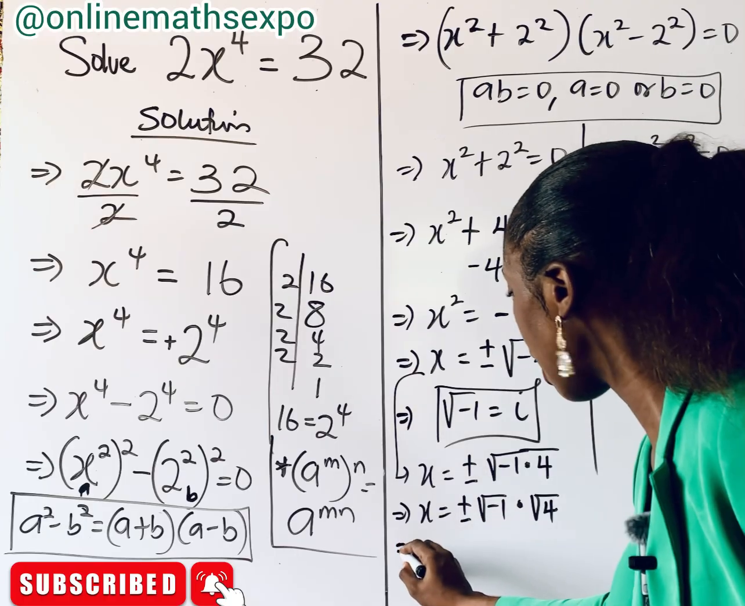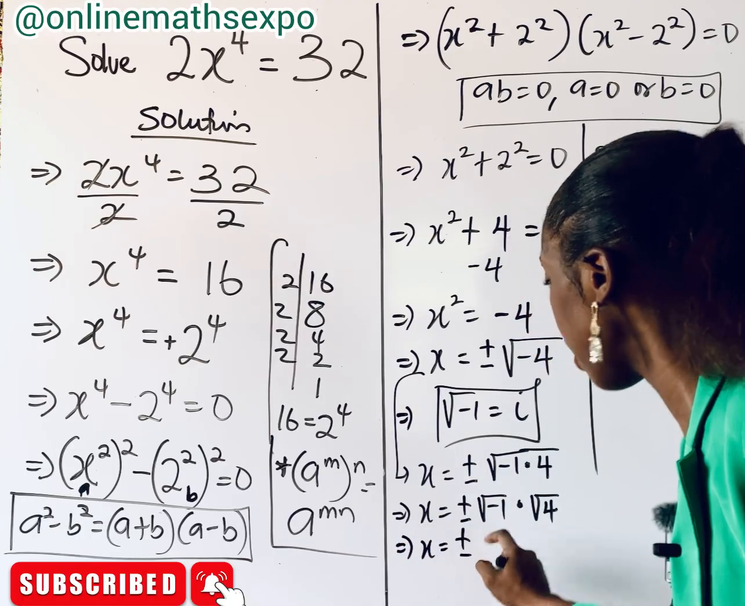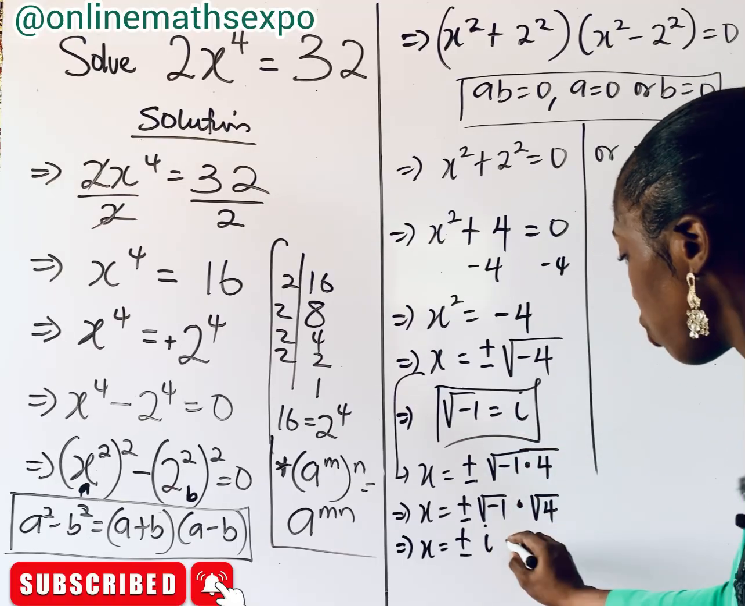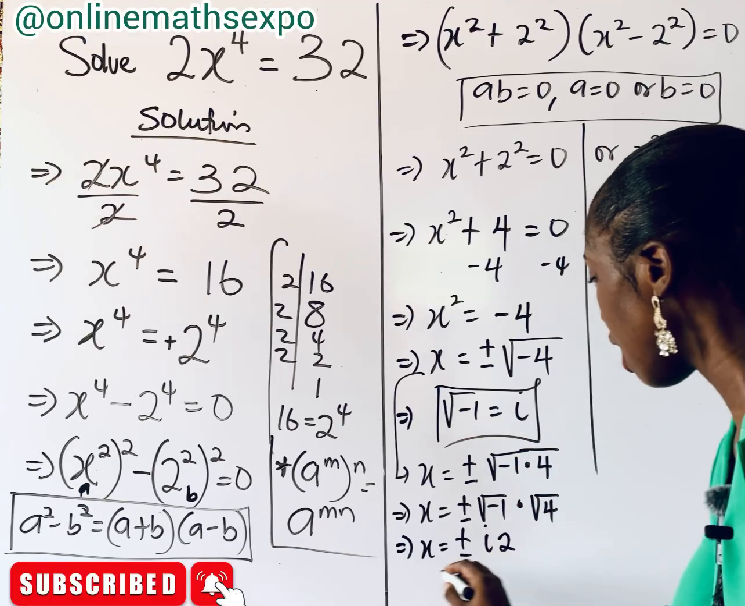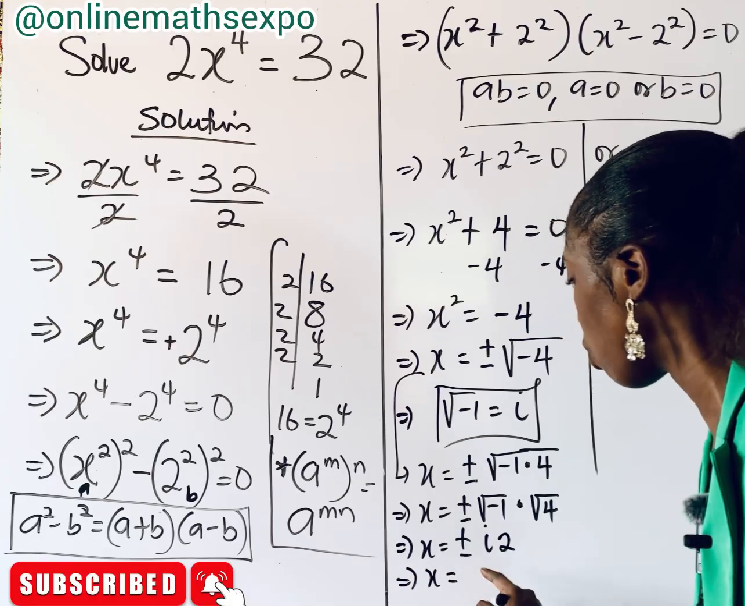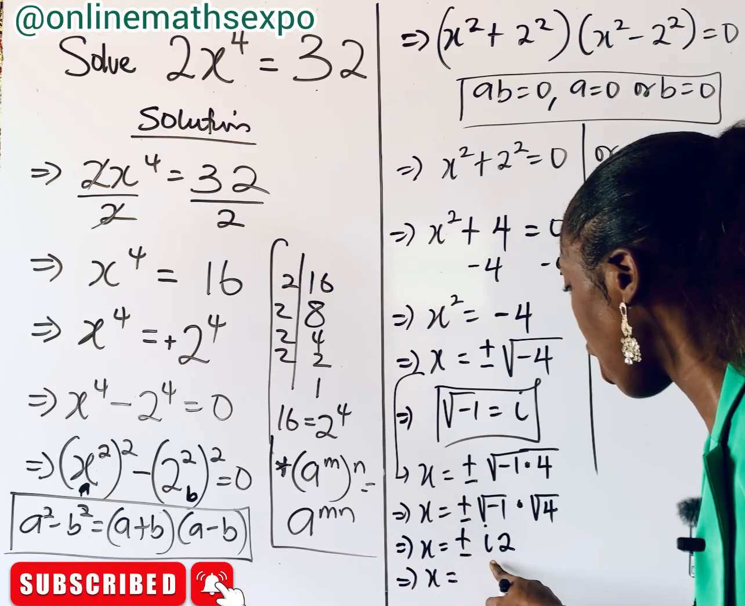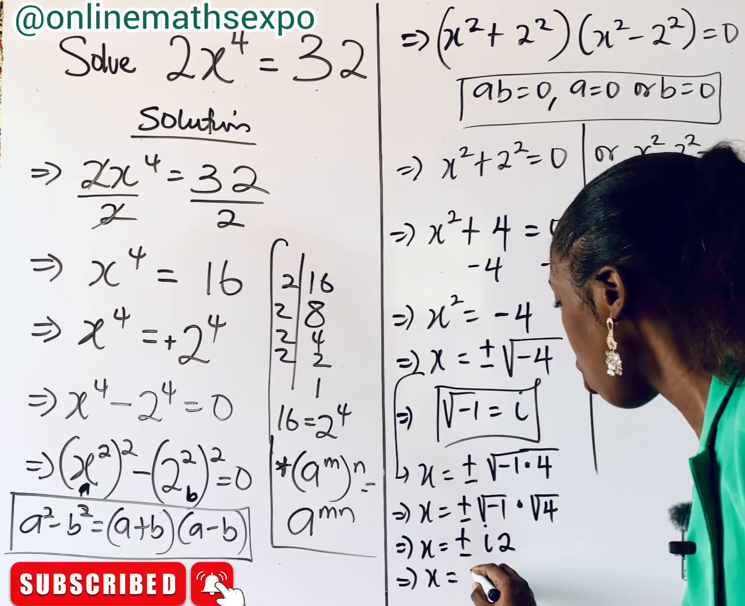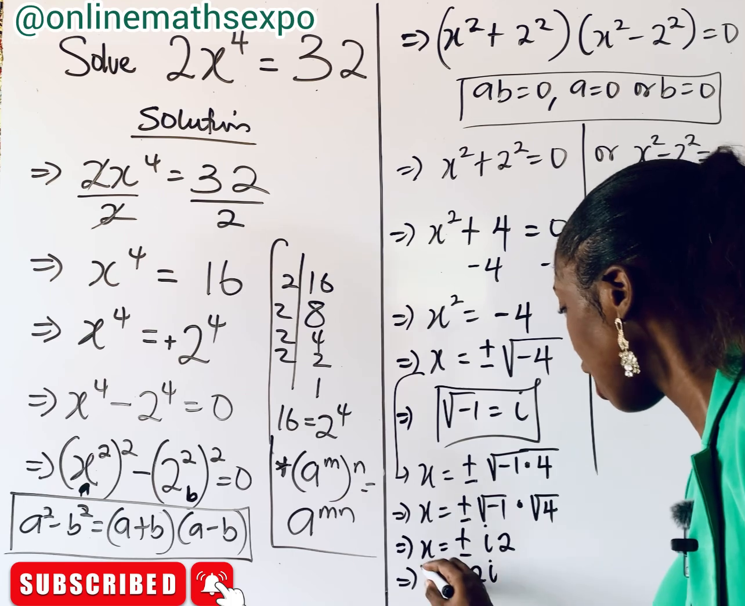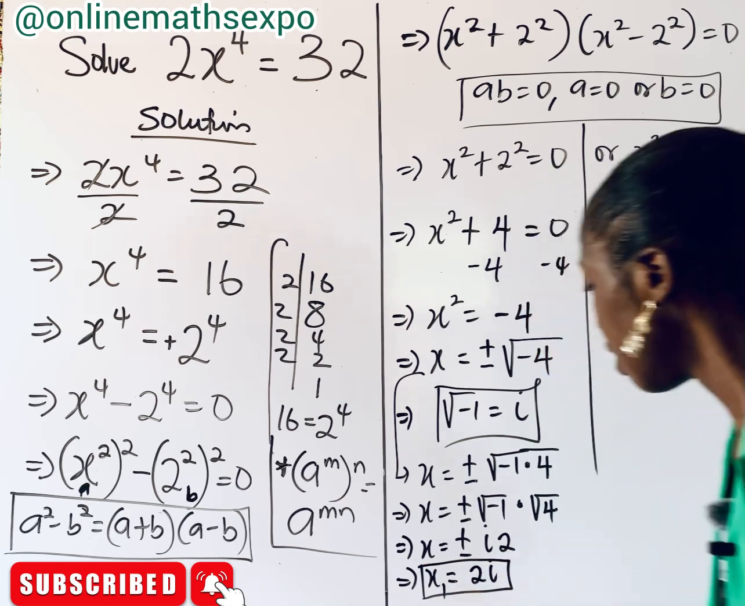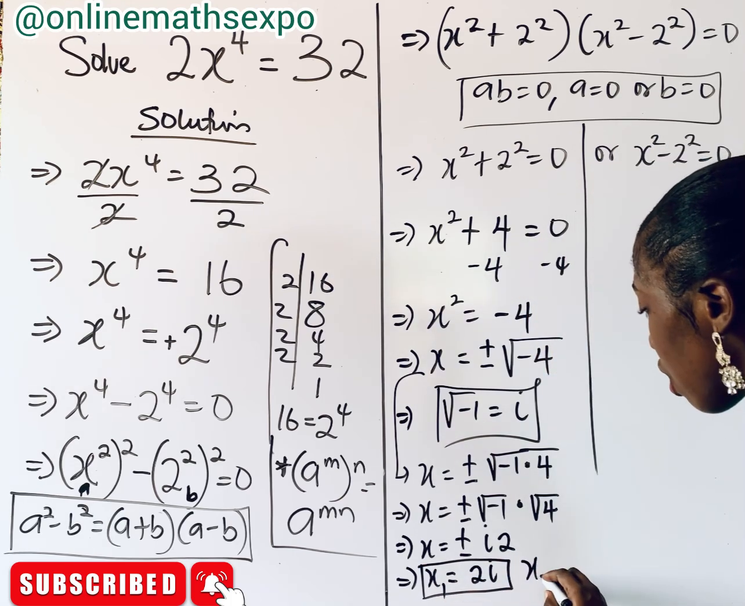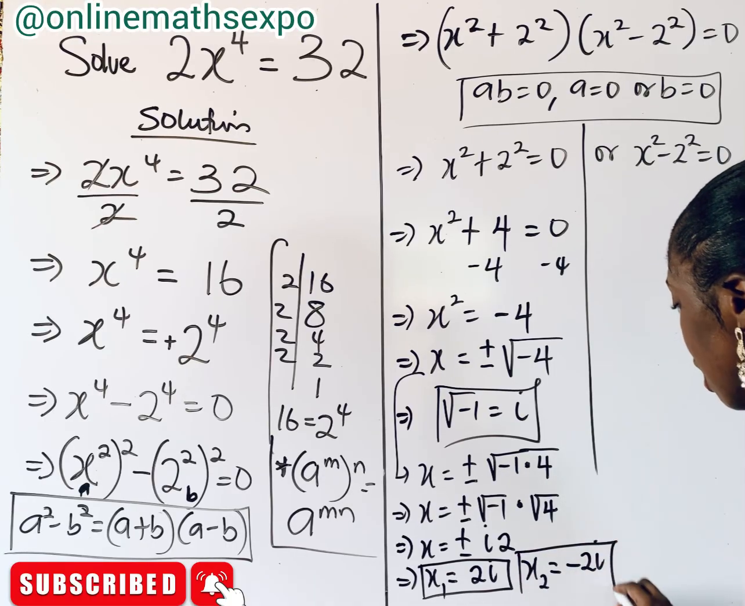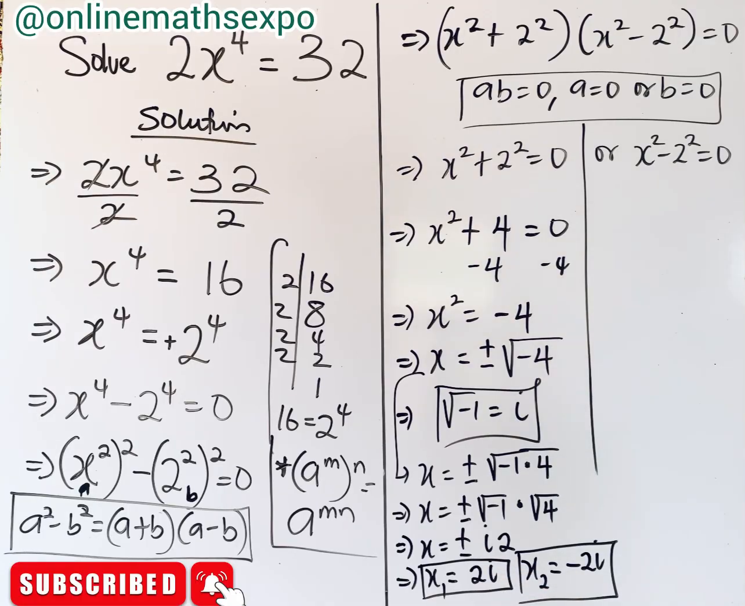Now you know that x will be plus or minus this, which is i, and the square root of 4 will give you 2. So it means that x is equal to plus or minus i times 2, so we have plus 2i, that is one value of x. Then for here, we also have a second value of x as minus 2i. Did you see that? This is the second value of x.